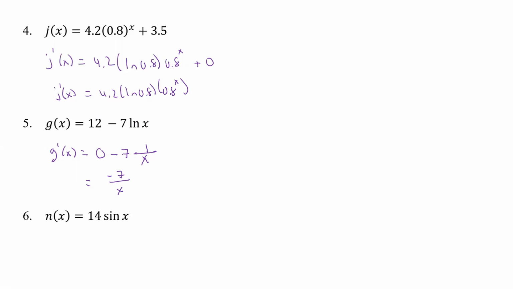Okay, now you could leave it as a negative 7 times 1 over x, and that would be fine, but I just went ahead and simplified and took the negative 7 times 1, got a negative 7 over my x.